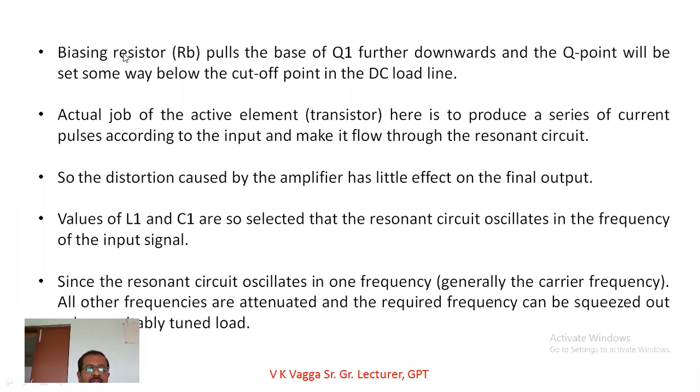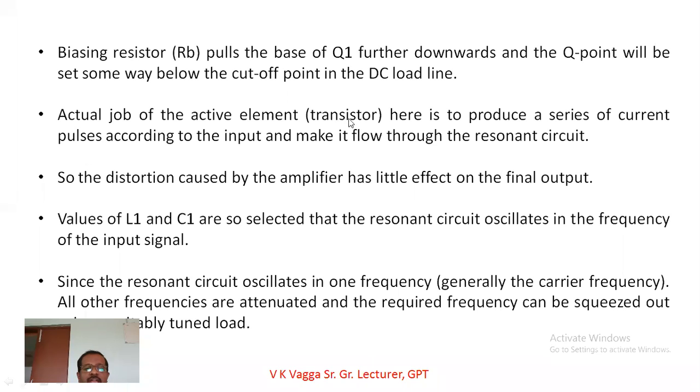The biasing resistor RB is going to pull the base of the Q1 further downwards, and the Q point will be set somewhere below the cutoff point in the DC load line. RB is going to take care of adjusting the operating point, below the cutoff.